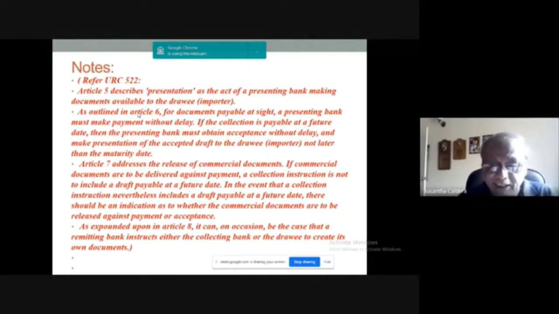Article 5, presentation, is a long article, right? Read it and then refer to these notes. Here the presentation is described as an act of a presenting bank making documents available to the drawee. Now, I told you there are two types of banks on the importer's side, that is the collecting bank and the presenting bank. In most cases, the presenting bank and the collecting bank are one and the same.